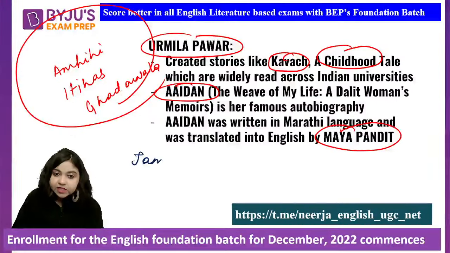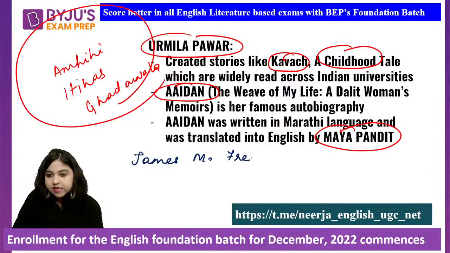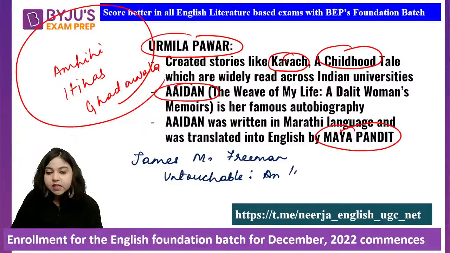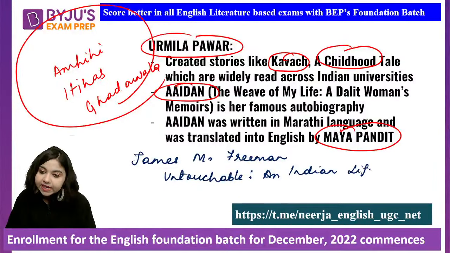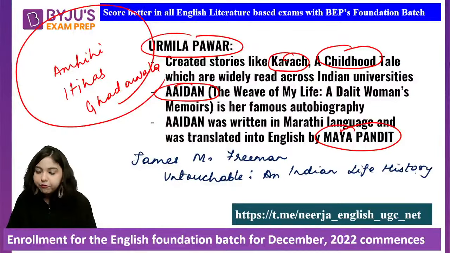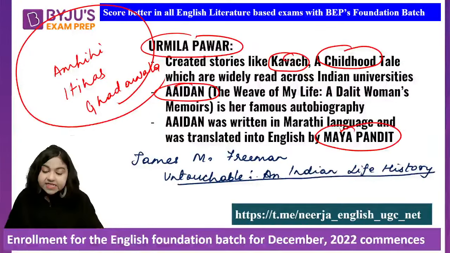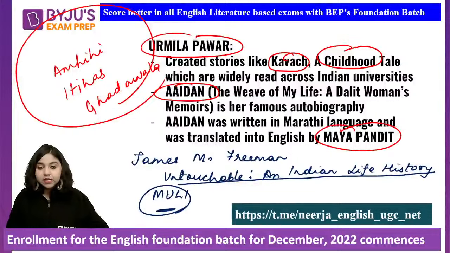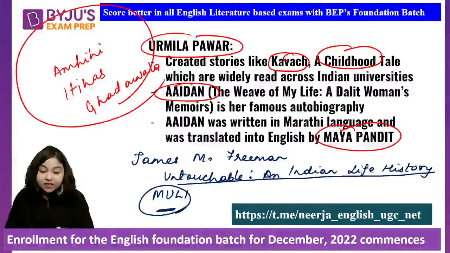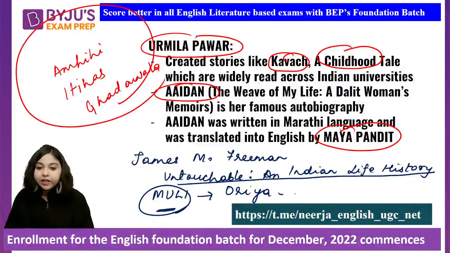So there is James M. Freeman. James M. Freeman is writing Untouchable, an Indian Life History. This is a story that he is writing on behalf of somebody. This is the autobiography of Mooli, who does not know how to write. He is not lettered, he is not educated. But the narration is translated from Oriya into English by James M. Freeman.